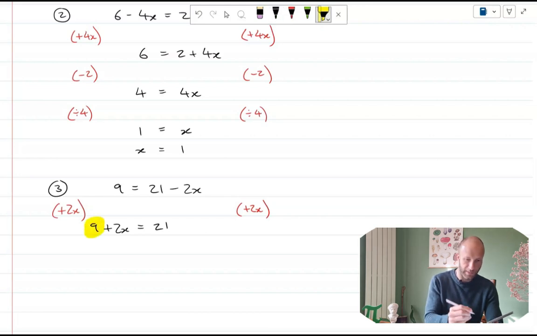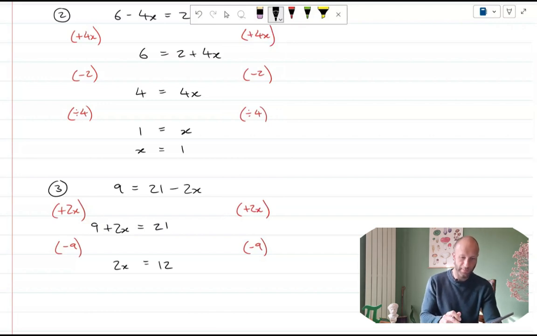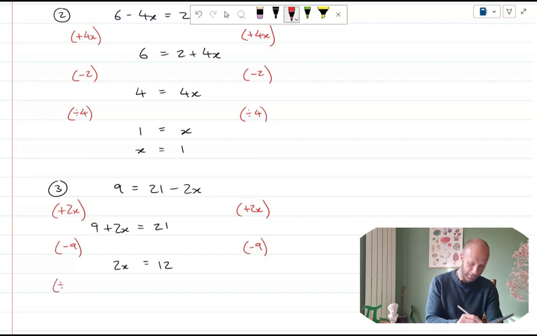I want to get rid of this positive 9, so I'll do that by subtracting 9 from the left. So I've got to subtract 9 from the right. And that will leave me with 2x on the left and 21 minus 9, which is 12, on the right. To get rid of multiplication by 2, I divide by 2, both sides.